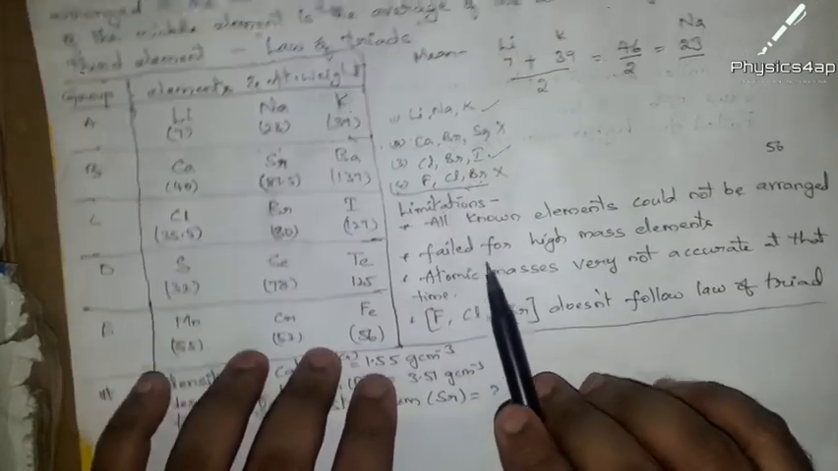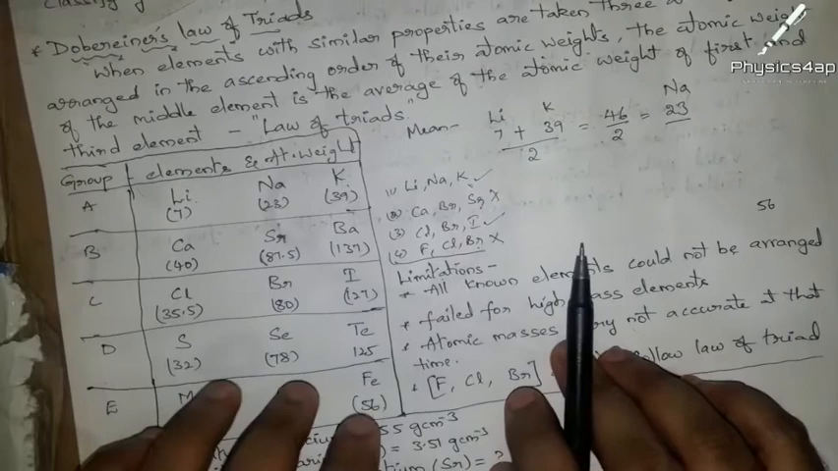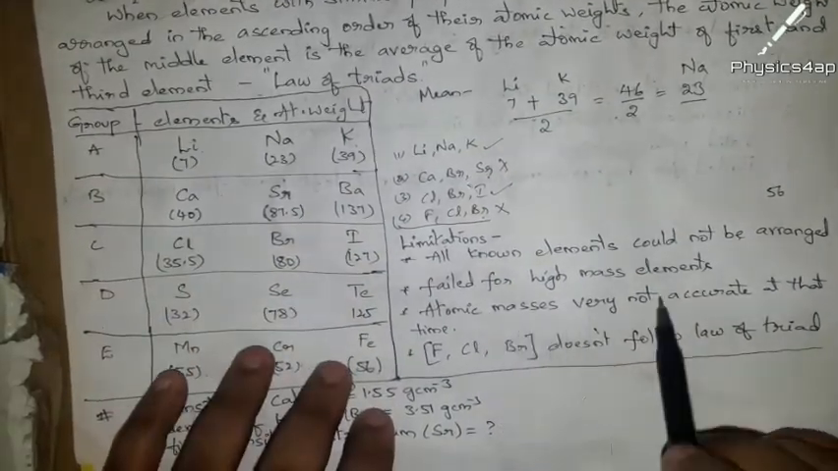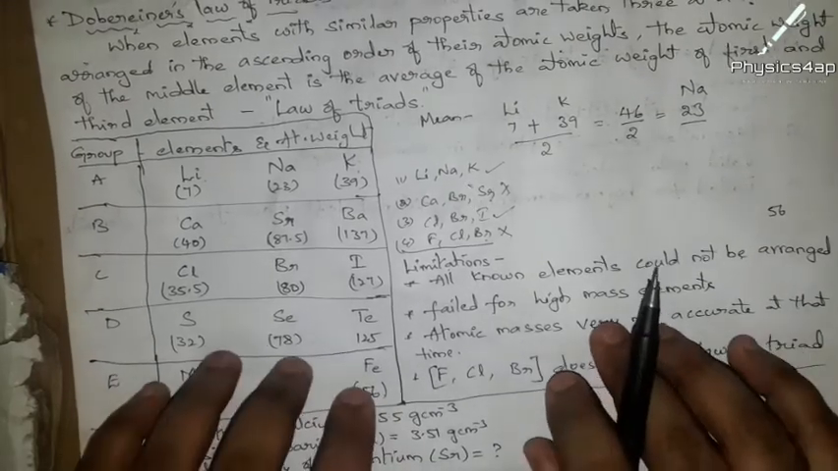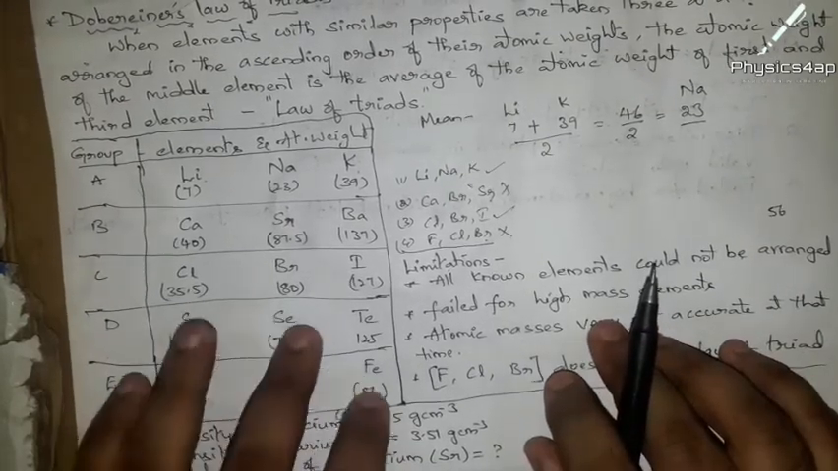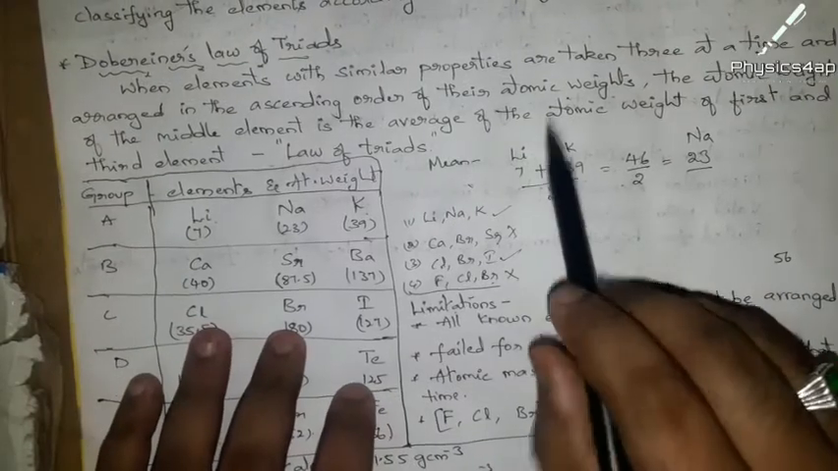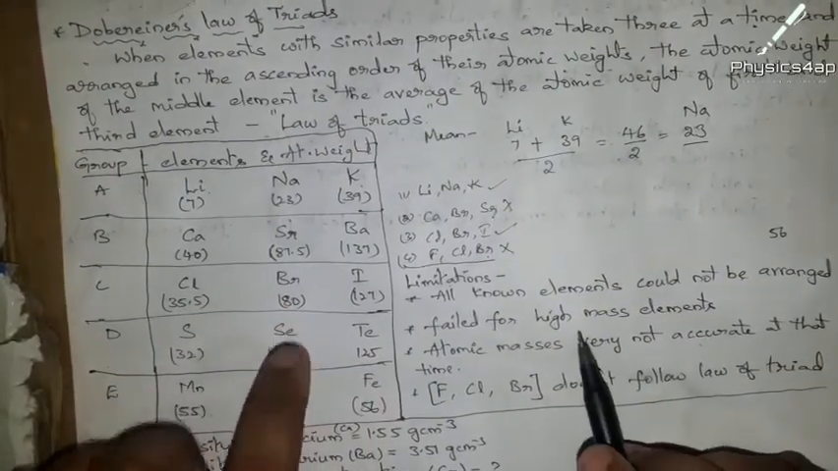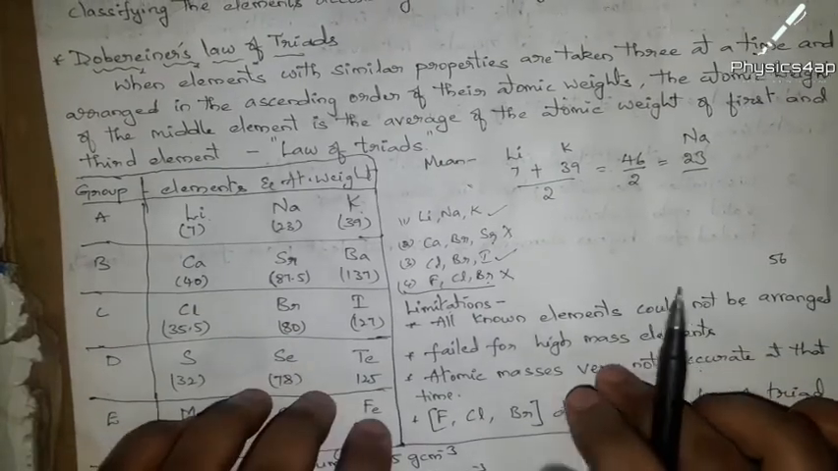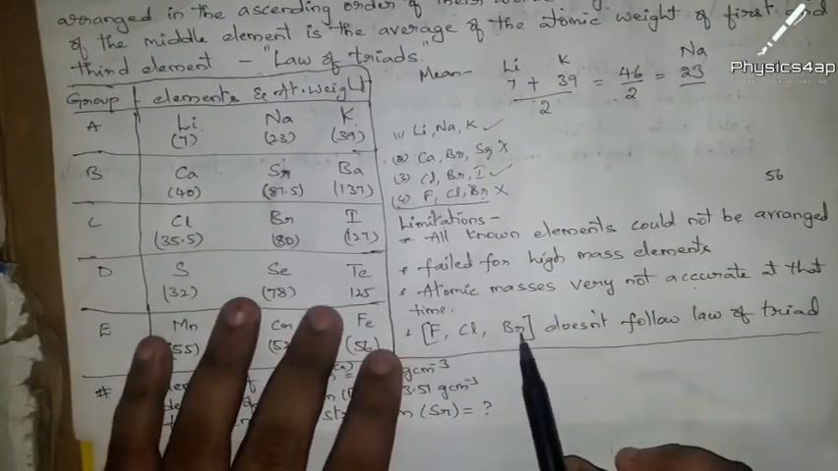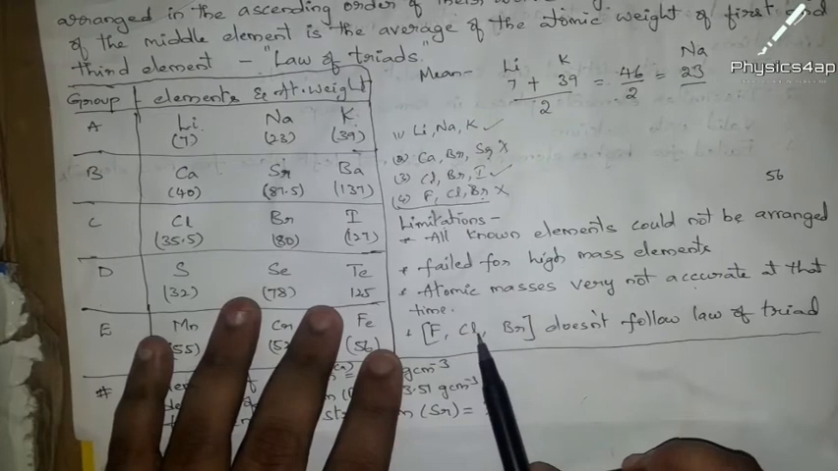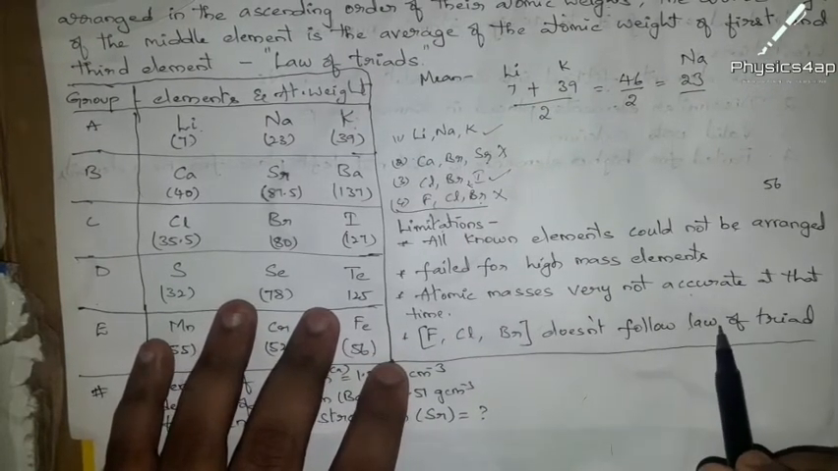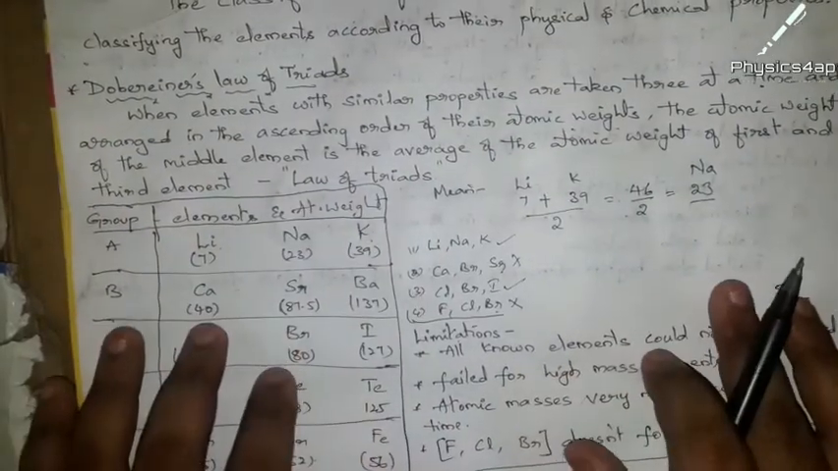The atomic masses were not accurate at that time. At the time of Dobereiner, that is the 19th century, the atomic weights were not accurate. As the law is based upon atomic weight, and atomic weights were not accurate, this is one of the failures of Dobereiner's law of triad. And coming to fluorine, chlorine, bromine, these are in a correct order, but this doesn't follow the law of triad. So this is about Dobereiner's law of triad.